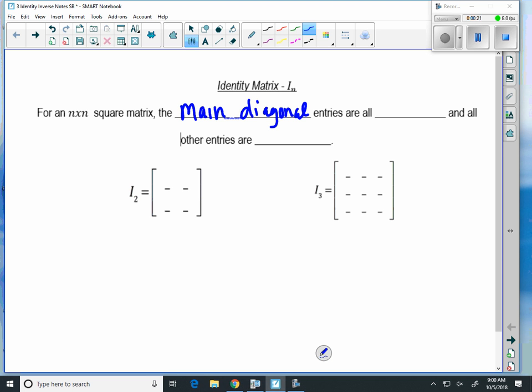So on that main diagonal, you're going to have ones. Okay, so your main diagonal will have ones. The rest are zeros. Okay, so that's the identity matrix, and that'll kind of come full circle here by the end of today.